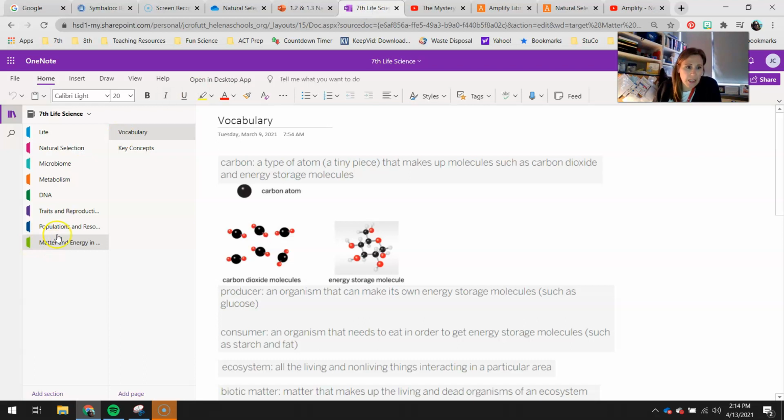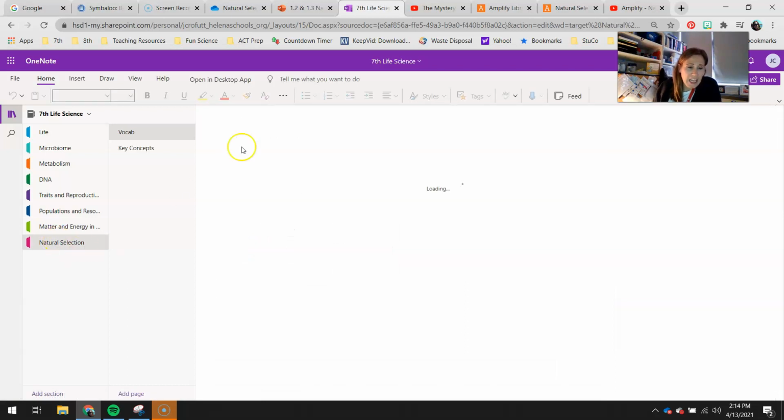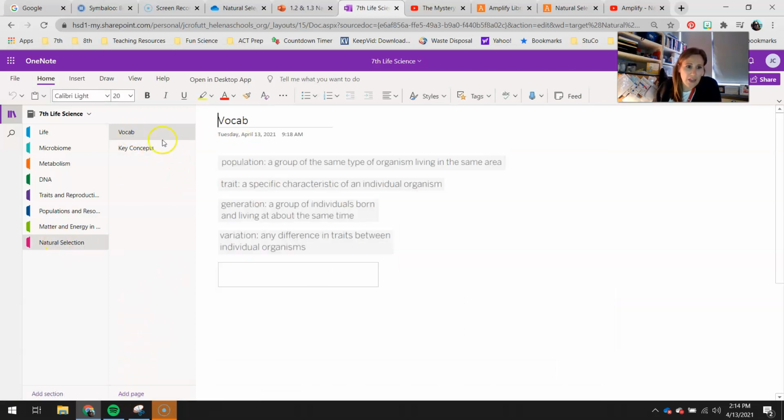If I'm pulling it up right here, you can see my new section is Natural Selection right here at the bottom. Then I created another new page and I titled the 2 pages vocab and key concepts. So you can see the vocab I added for today. Population, a group of the same type of organism living in the same area, and generally a population is described as individuals that can basically produce offspring.